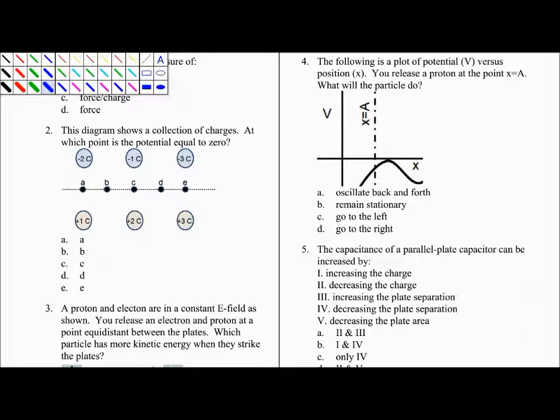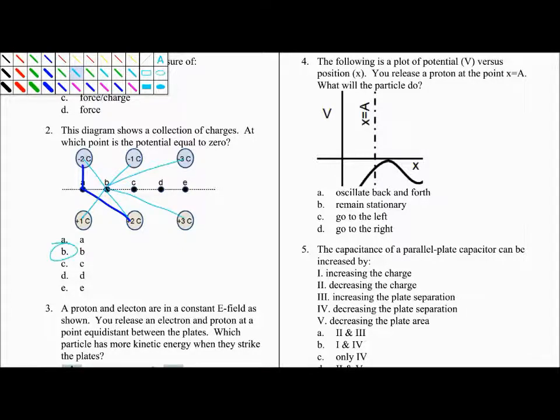Okay, you want to find points that are equidistant from opposite charges. So for example, these two, the potential does not cancel out. In these two, these distances are equal, so that potential cancels out. Those two are equal, so that cancels out, and those two are equal, so that cancels out. So that is our answer, is that B.